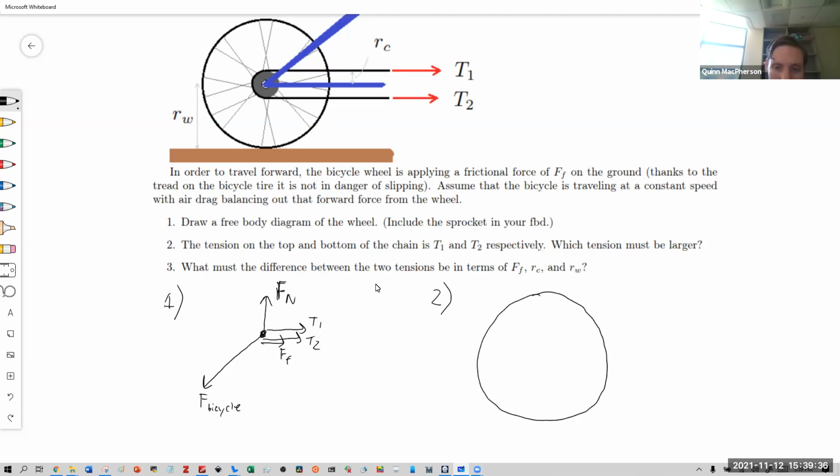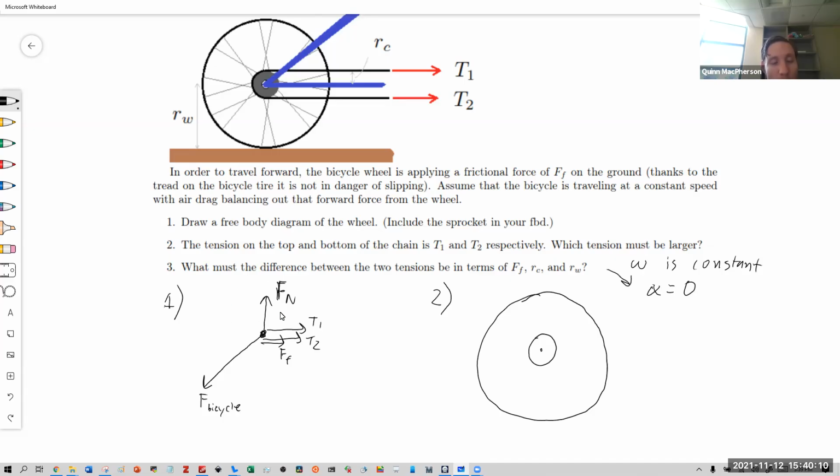So if this is our wheel, remember that it's going at a constant speed. I said that in the problem. So the wheel is rotating at constant omega. Omega is constant. That means alpha, the angular acceleration of the wheel, is 0, which means the sum of the torques on the wheel is 0. Okay, so let's write out the torques. Let's see each force and see if it creates a torque.